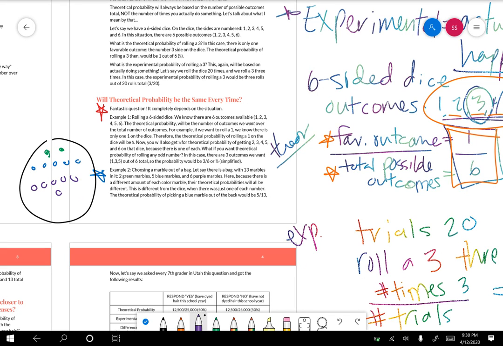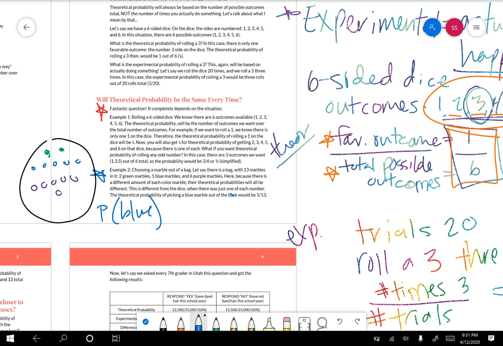Here, because there's a different amount of each color of marble, the theoretical probabilities of getting each color will be different. Right? So this is different from the dice when there is just one of each number. Here, the theoretical probability of picking, let's say, a blue. Let's go back to blue. Theoretical probability of picking a blue marble out of the bag.